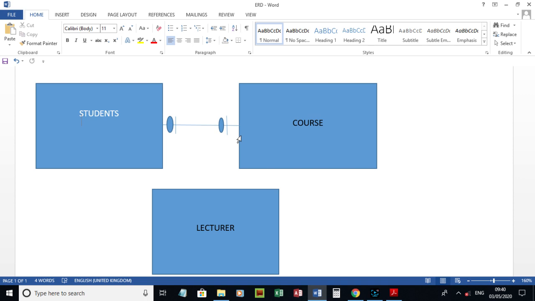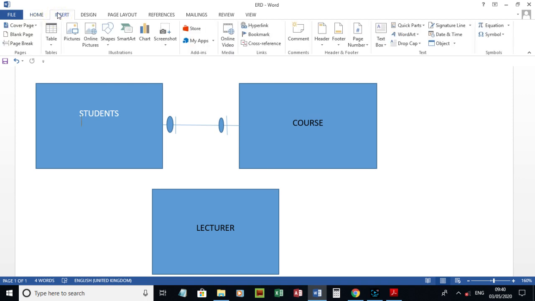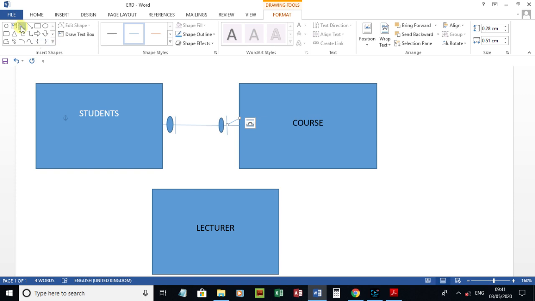So let's see the relationship now. We can say zero or one student should be able to register for zero, one or many courses. Let's look at that, because we are going to use Microsoft Access to do it. In Oracle, it looks like this. So we move on, and then many, again, many.